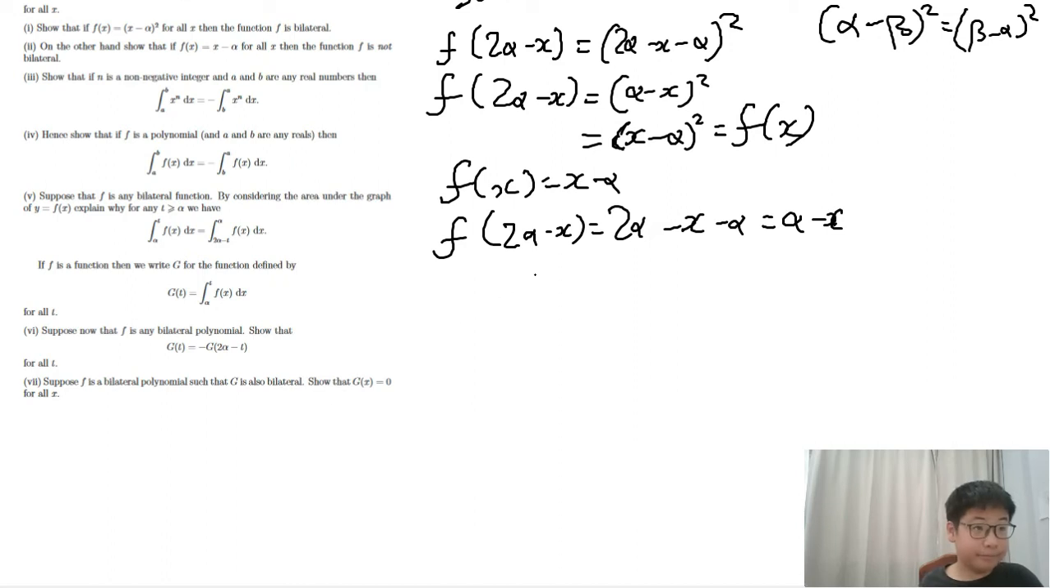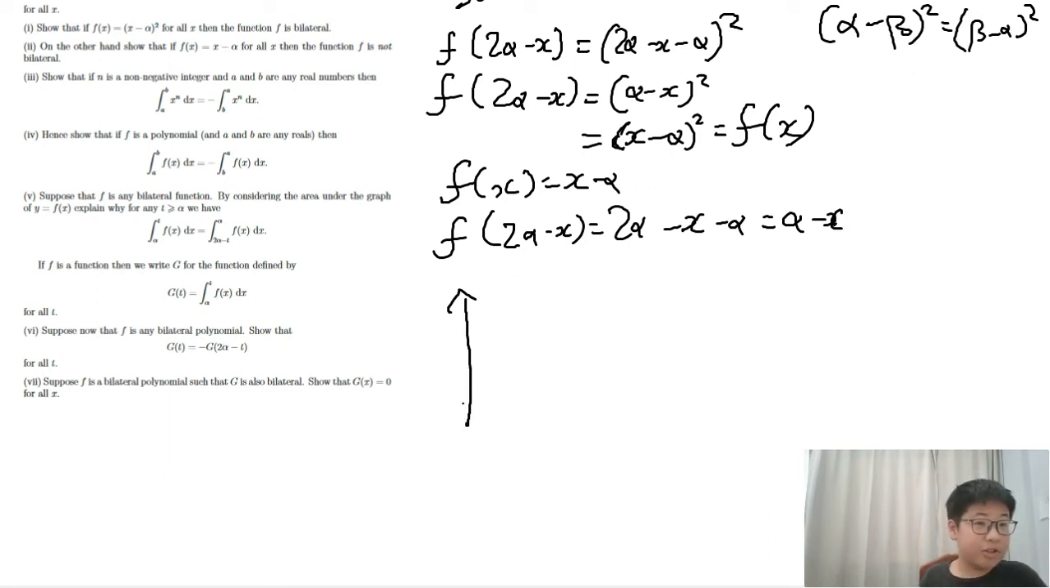Show that if n is a non-negative integer and a and b are any real numbers, then this holds. So we can do this the long way or the short way. The long way involves integration, but the short way involves some visual thinking. Actually, the short way is faster and is more approved by the MAT. Here we go.